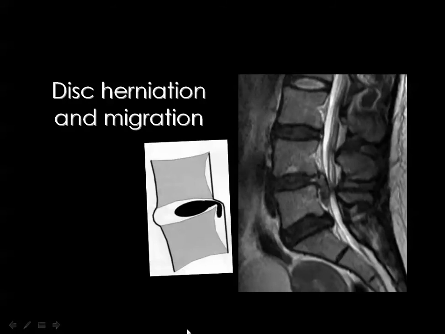And disc migration: the direction of migration of the disc depends on the site of the annular tear. If the annulus is torn from its inferior aspect, the disc will migrate down. If the annulus is torn from its superior aspect, the disc will migrate up. If the annulus is torn at its mid portion, the disc will continue inside the spinal canal, then will grow down.